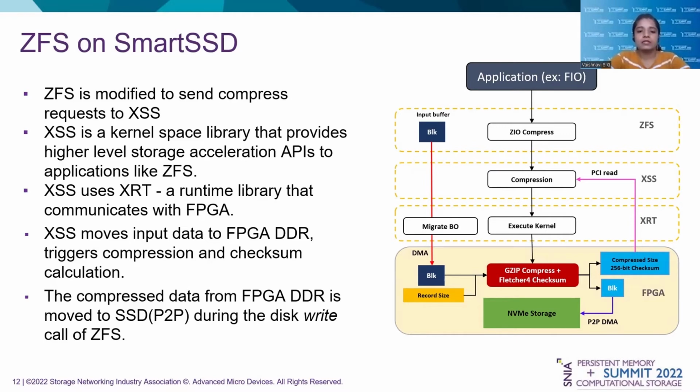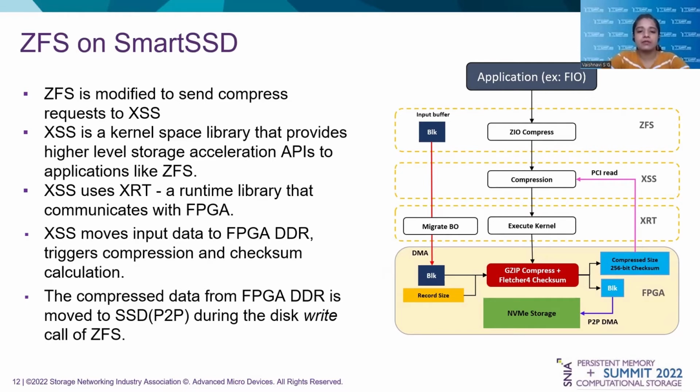First, a buffer object is created by XSS corresponding to the input data. This buffer is allocated in the FPGA DDR and mapped to the host buffer in ZFS. The input data is then transferred from the host memory to the FPGA DDR using a DMA.